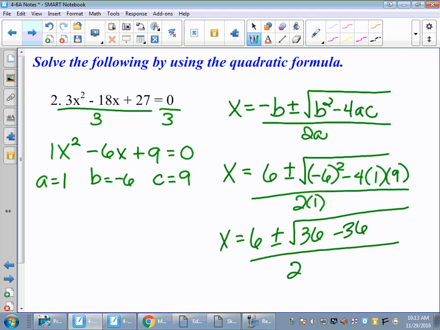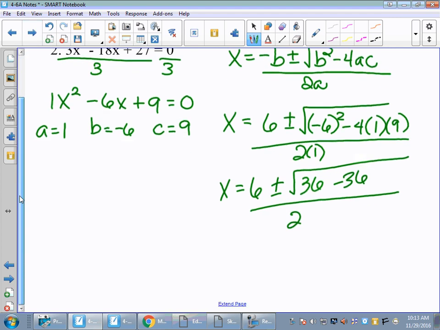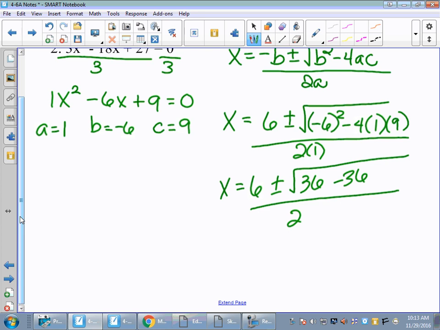So I squared the negative 6. I multiplied the negative 4 times the 1 times the 9. Notice I call that negative 4 and not subtraction. I just rope it in with the 4, and that way if there's a couple negatives, it'll turn into a positive. So try to keep that sign with the 4. It helps.